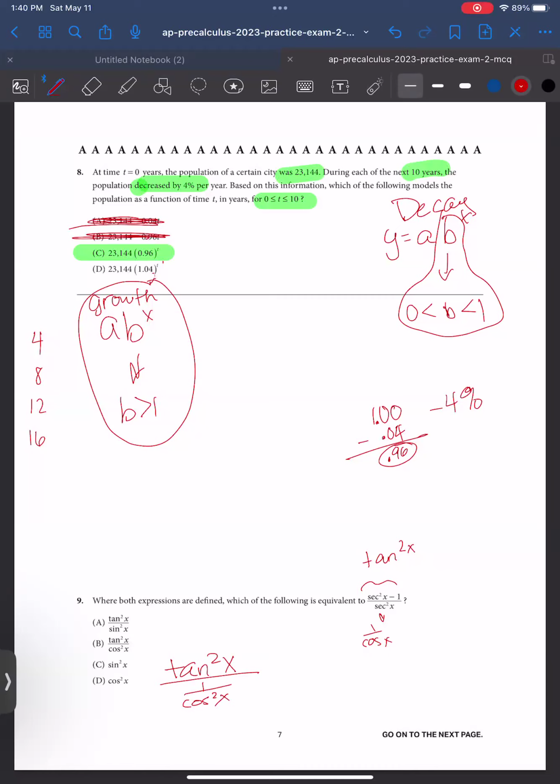Now I can rewrite tangent as what? Tangent is sine over cosine. So then I would have sine squared of x over cosine squared of x, over 1 over cosine squared of x.